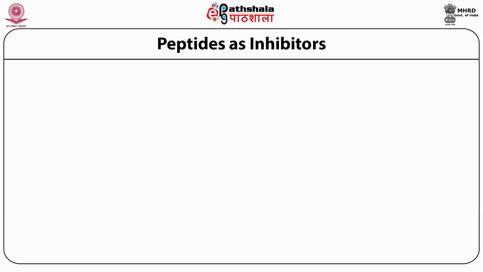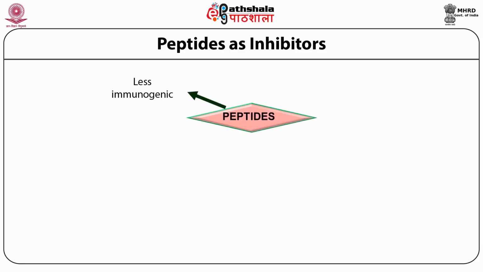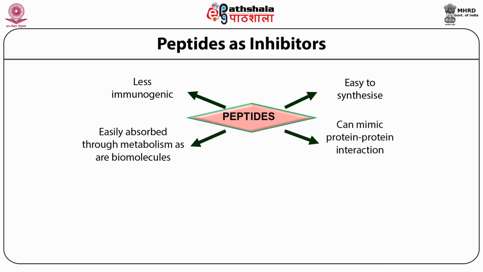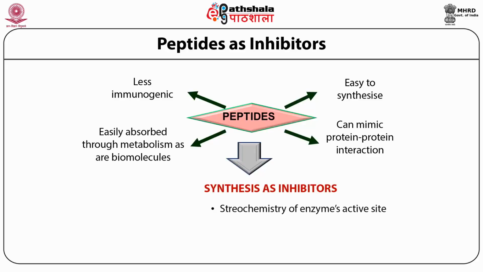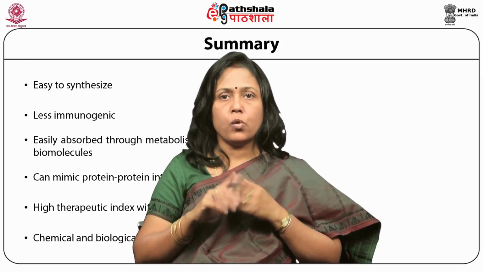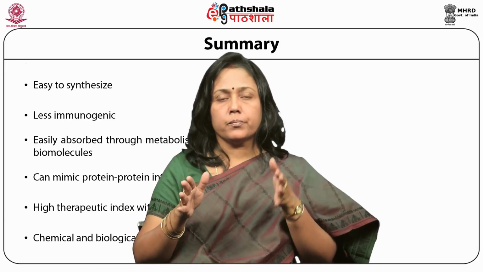Why can peptides be used as inhibitors? Peptides are less immunogenic. They are easily absorbed through metabolism as they are biomolecules. They are easy to synthesize. They can mimic protein-protein interaction, and synthesis of peptides is possible due to the stereochemistry of the enzyme active site and charge density. So students, let us now summarize what we have learned in this module.